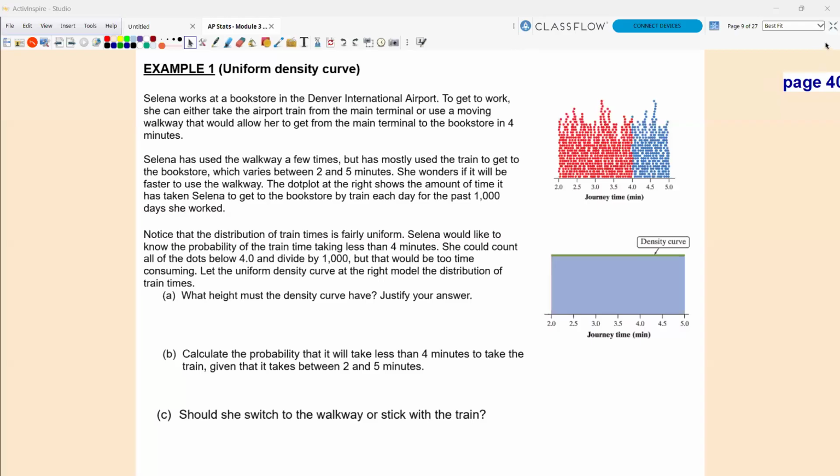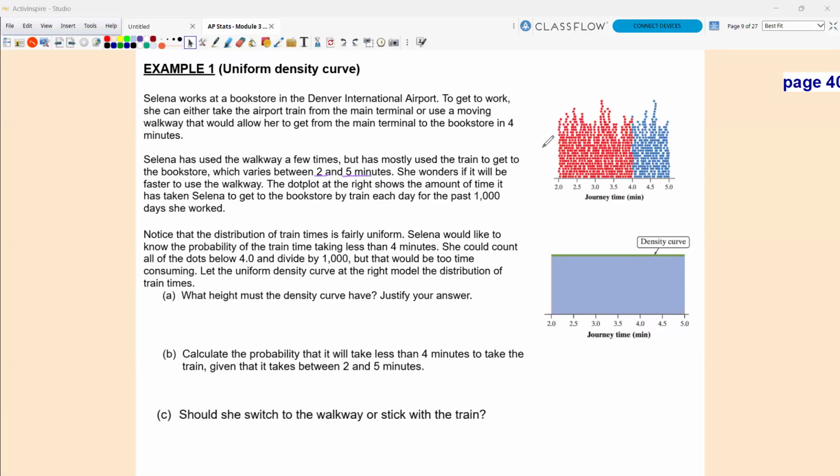Take this problem, for example. Selena works at a bookstore in the Denver International Airport. To get to work, she can either take the airport train from the main terminal or use a moving walkway that would allow her to get from the main terminal to the bookstore in 4 minutes. She has used the walkway a few times, but mostly has used the train to get to the bookstore, which varies between 2 and 5 minutes. She wonders if it would be faster to use the walkway.